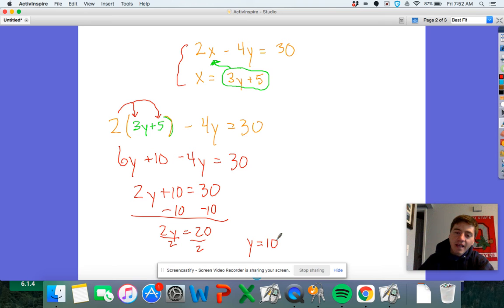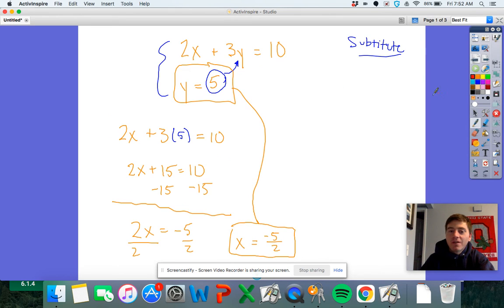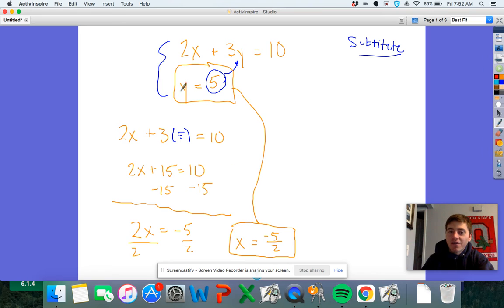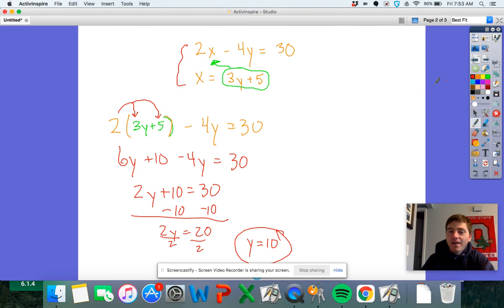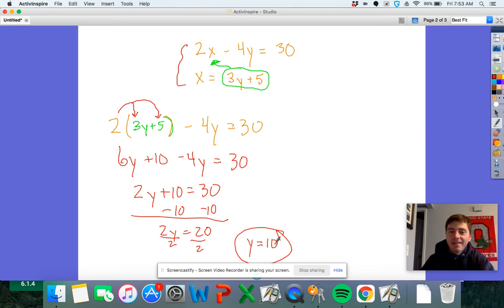And y is 10. Now remember, we need two solutions, right? There's two variables, so it's one solution together, but we need two values for x and y. So we have what y is, but it never said what x is, right? In this last one, we were done here because it already said y is 5 and x is this, right? But here we say y is 10, but what is x? We don't know what x is yet.